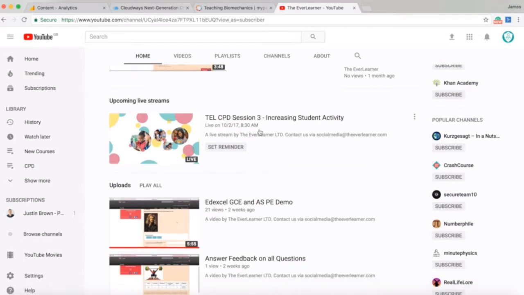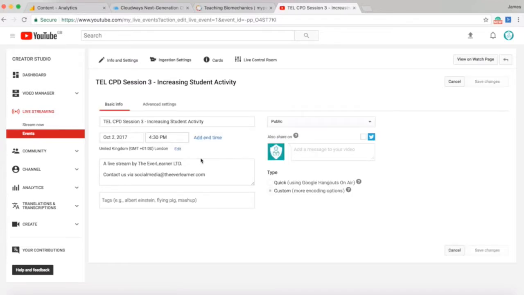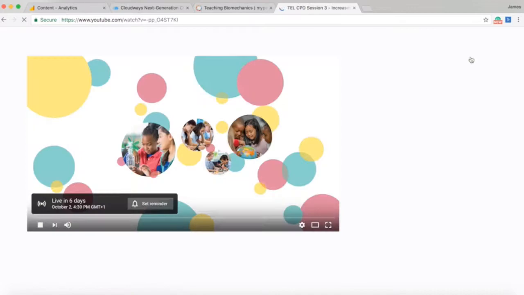It says there 8:30 a.m. It's actually 4:30 in the afternoon. I must have just hit a different setting, so it's 4:30 in the afternoon. In fact, let's go and change that to 4:30, because that's what it should say. So yeah, 4:30 p.m. You can see there. So here we go.